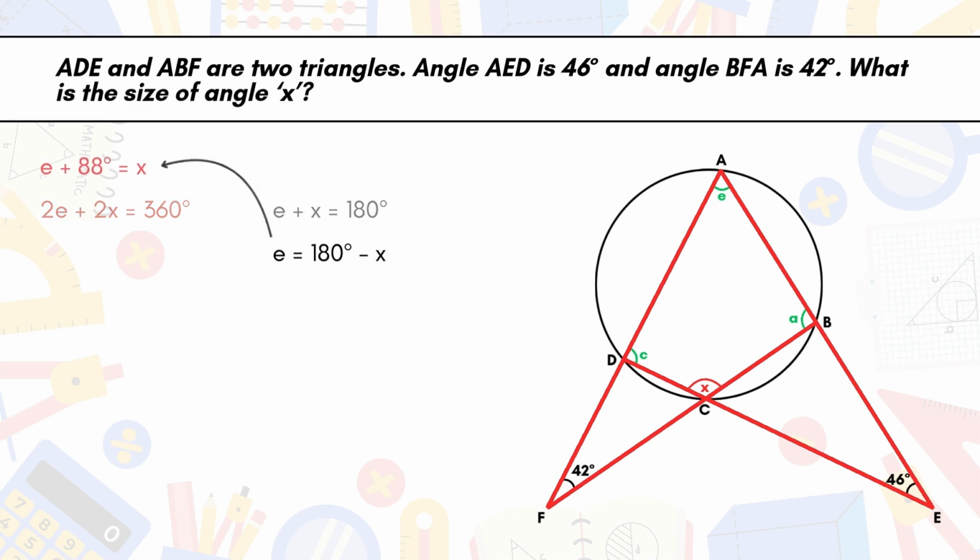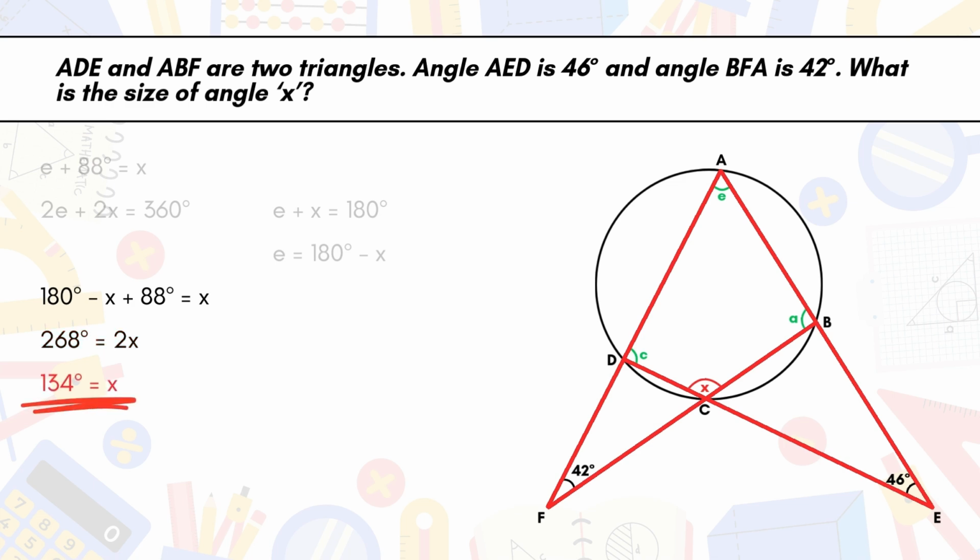Plug this in for the E in the first equation. Now we've got 180 minus X plus 88 equals X. That's 2X equals 268, which means that 1X is equal to 134 degrees.